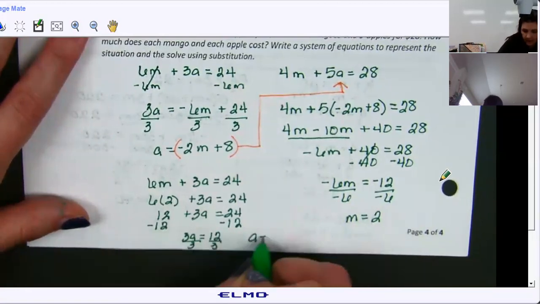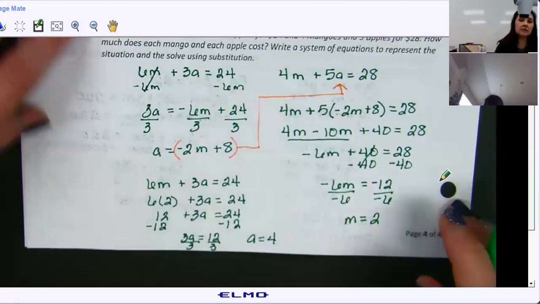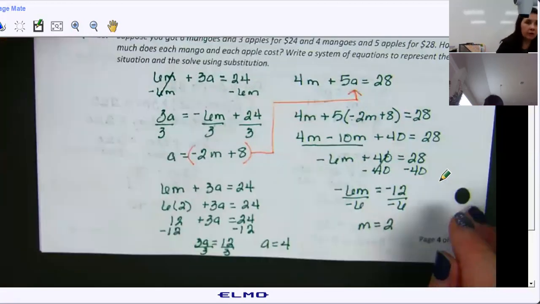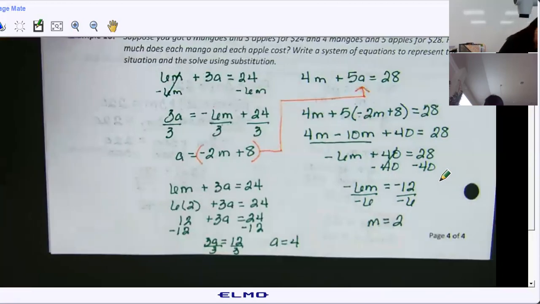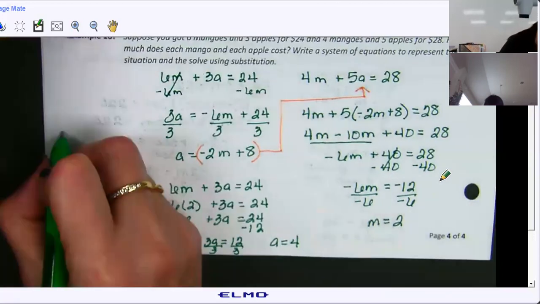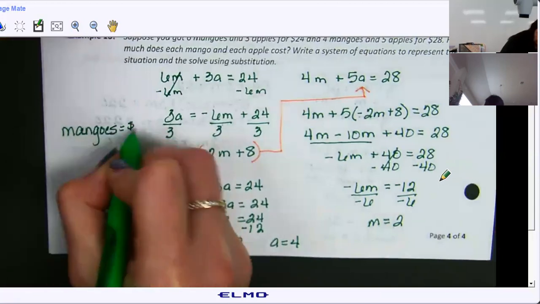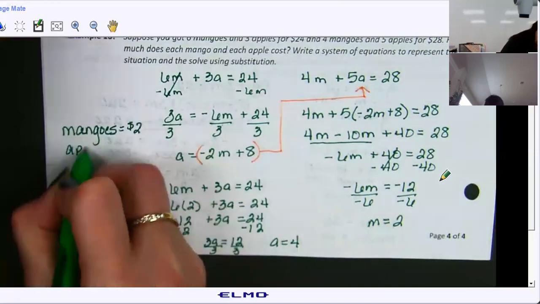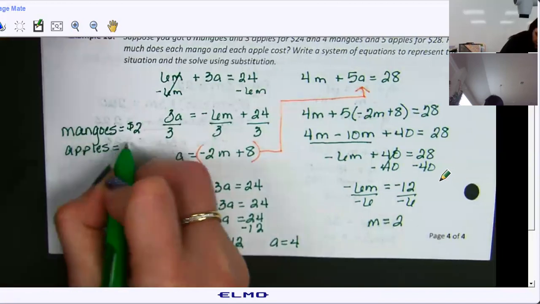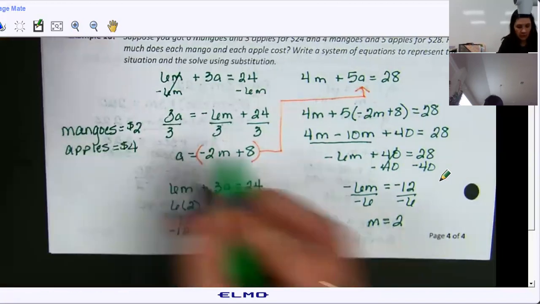They're so good. And apples cost $4 each. So when we write our answer, I'll write mangoes, $2, and apples, $4. This isn't realistic, but it is how you get the answer.